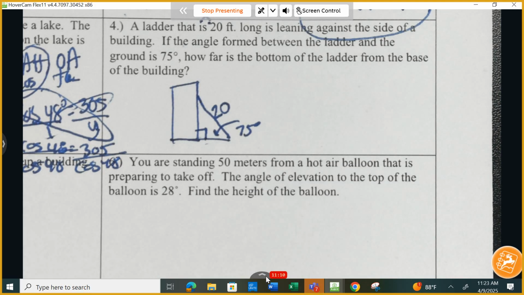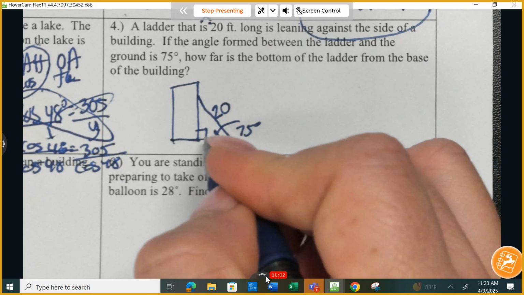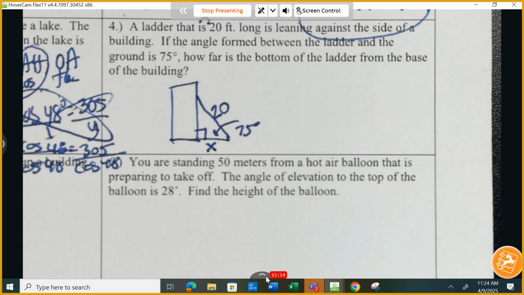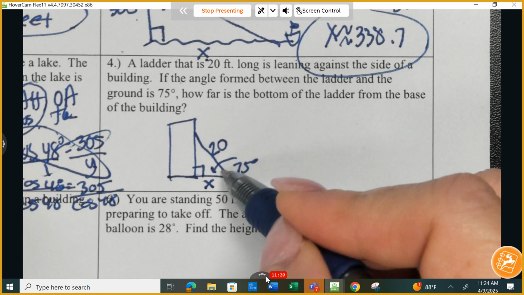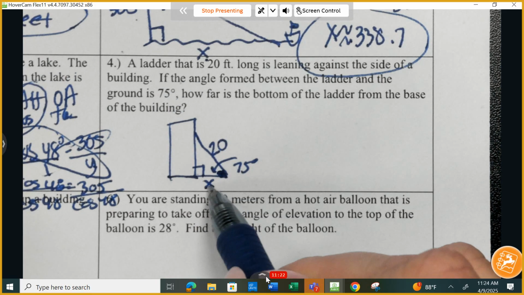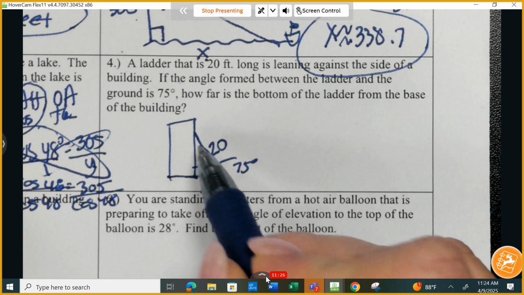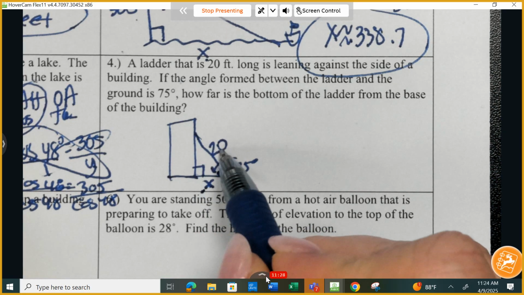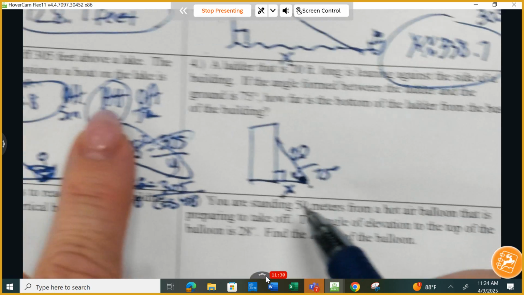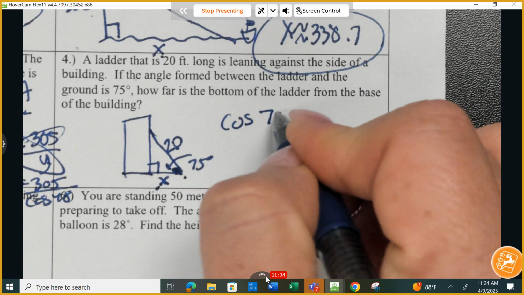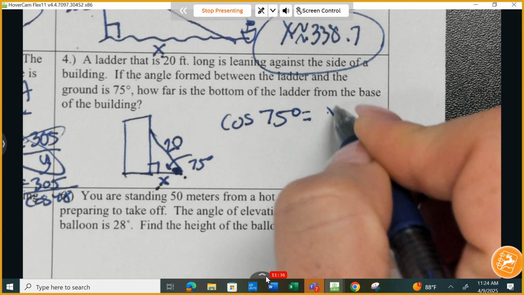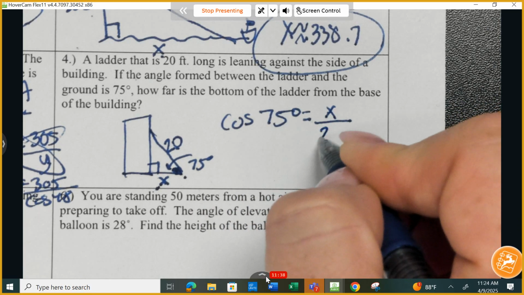How far is the bottom of the ladder, okay, here's the bottom, to the base? This is what I want to know. So now it comes back to us thinking about it. From this angle right here that I'm coloring in, would we consider x the opposite or the adjacent? Adjacent. 20 is the diagonal, it's the hypotenuse. Adjacent and hypotenuse, we use cosine. So cosine of 75 degrees equals adjacent over hypotenuse.